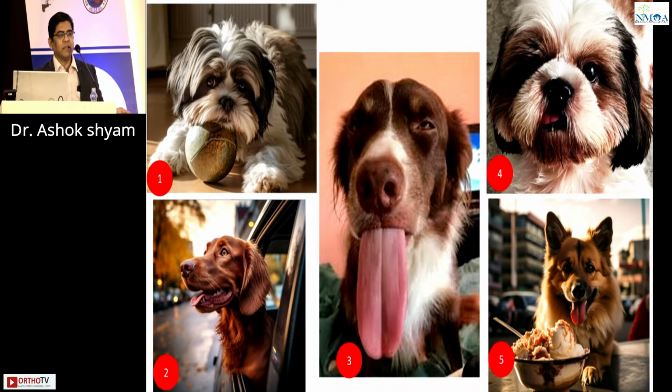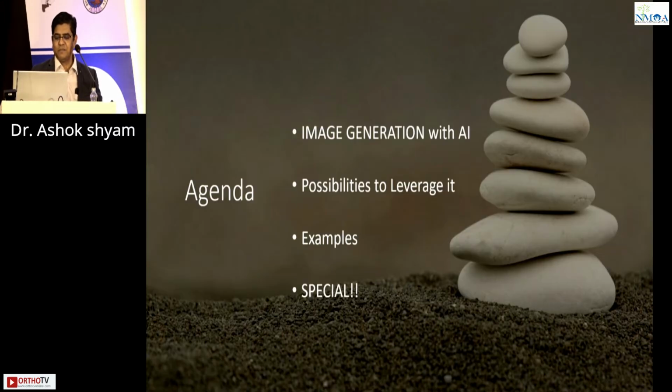How many of you think that any of these images are real, or which ones are artificial? There are two real images and three artificial. Just have a look and we'll come back to this in a moment. My agenda today is to talk about image generation with AI, and the possibilities of how we can leverage it in our practice or in doing a lot of things. I'll give certain examples, and then there is something special that I have to share with all of you, which I'm going to share at the end of my presentation.